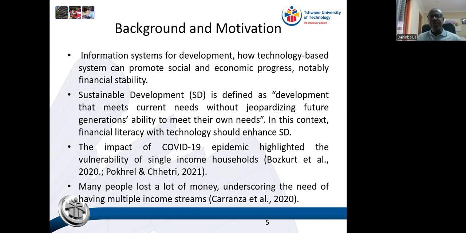And as we said, the ultimate goal is to achieve development in the society, especially if we look at the definition of sustainable development as a development that meets the current needs of the present. So in this context, we look at financial literacy as a way that can be used to enhance such sustainable development. And the eye-opener to this came during the COVID-19 epidemic, which highlighted the vulnerability of various single-income households.